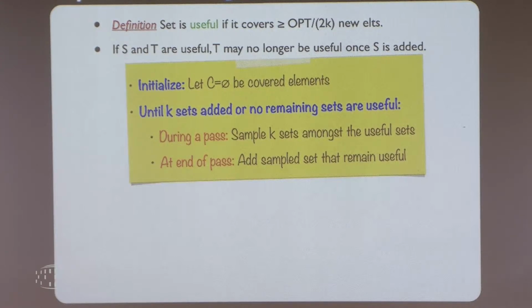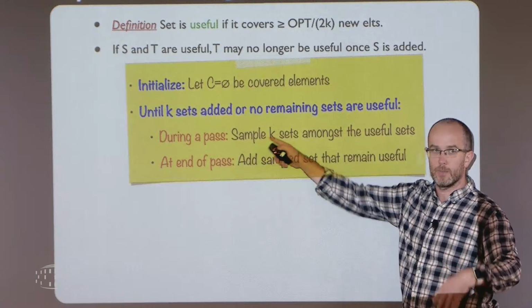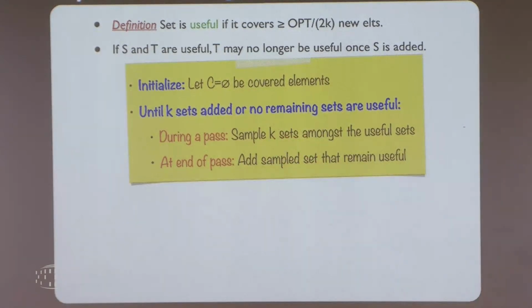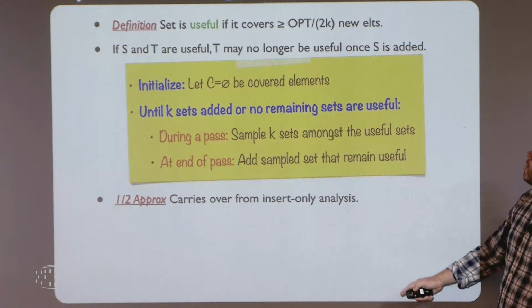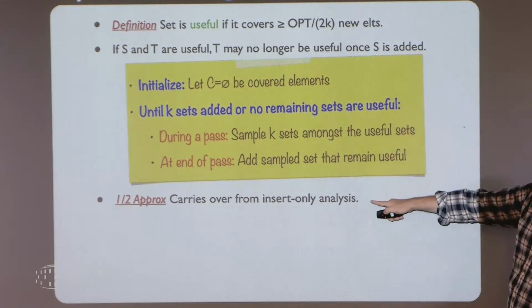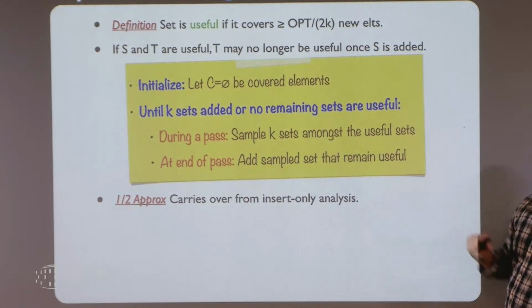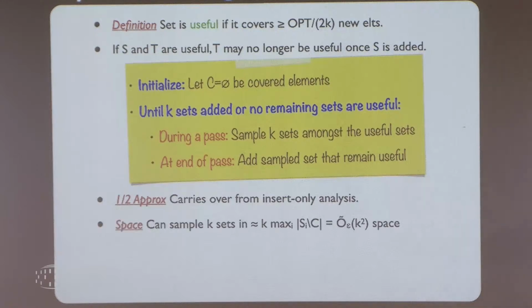So that's the algorithm. Any questions about the algorithm? I didn't go into exactly how you sample these sets in the dynamic stream, but that's, as I say, a variation of L0 sampling. The fact this is a half approximation carries over from the insert-only analysis.